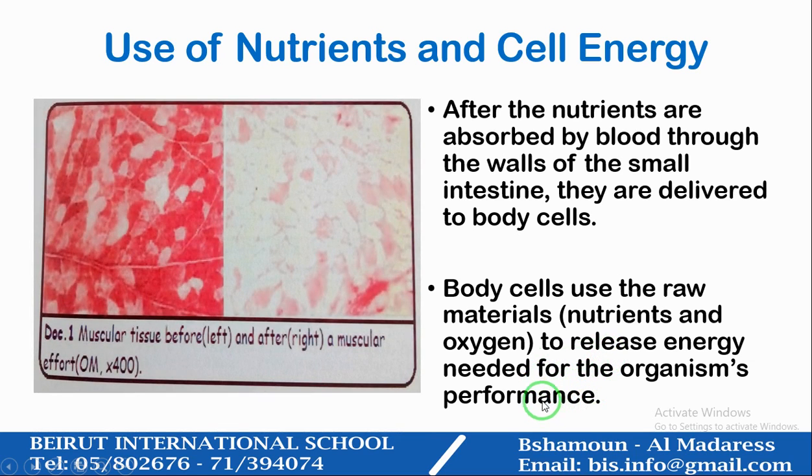So, here is a cross section of the muscle tissue before and after a muscular activity or a muscular effort. The dark red color shows that the muscle is rich in nutrients and oxygen. After the physical effort, the muscle cells use this nutrient and oxygen, so the color becomes faded.